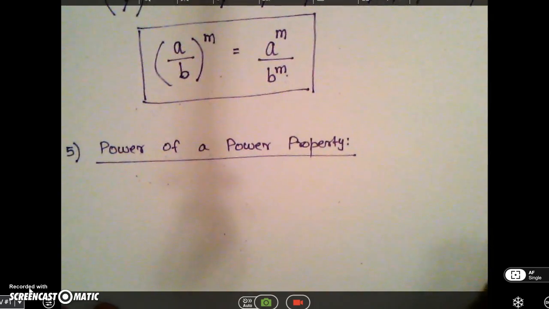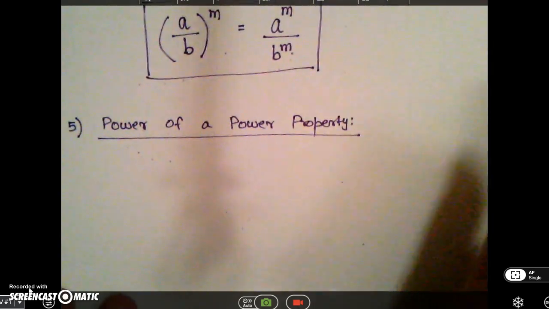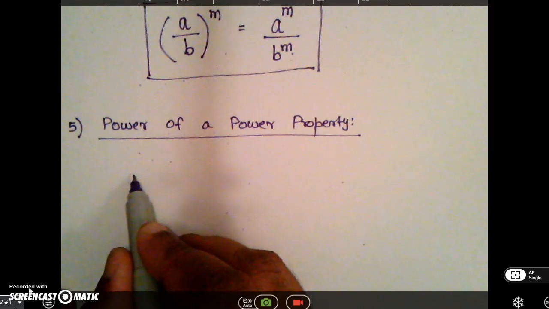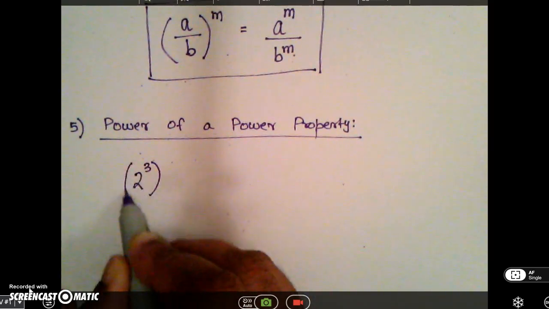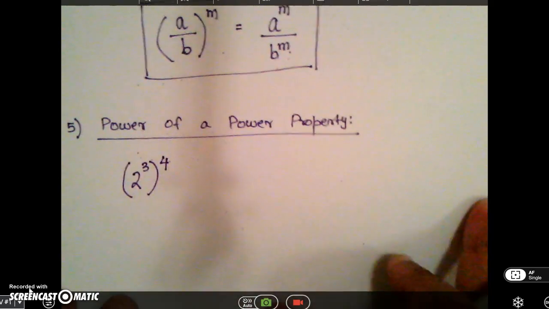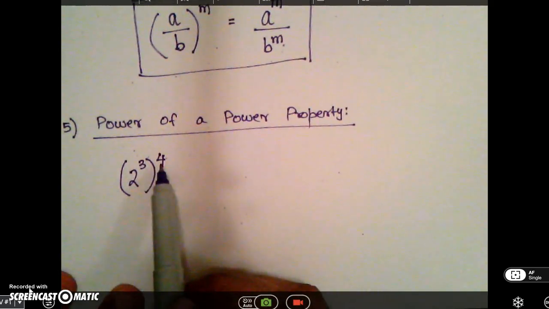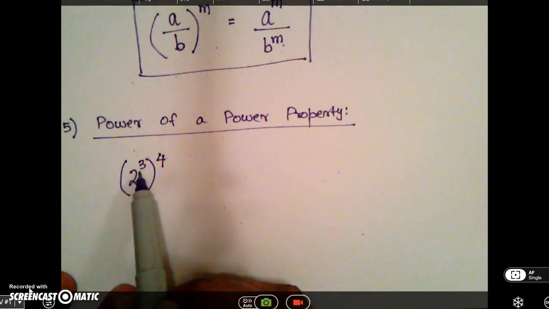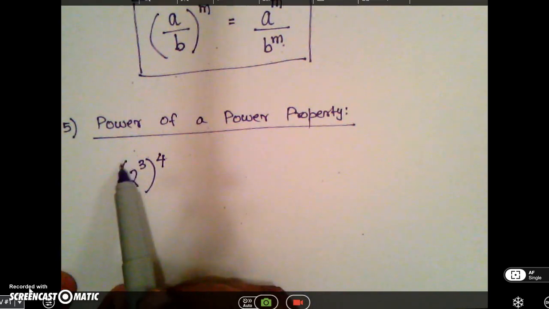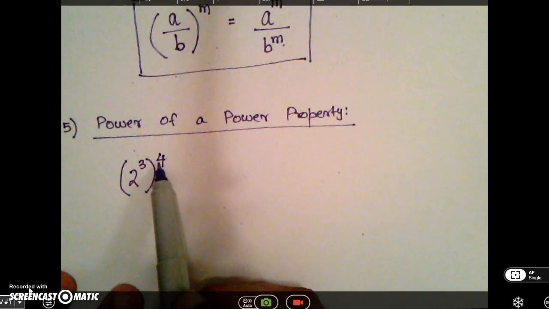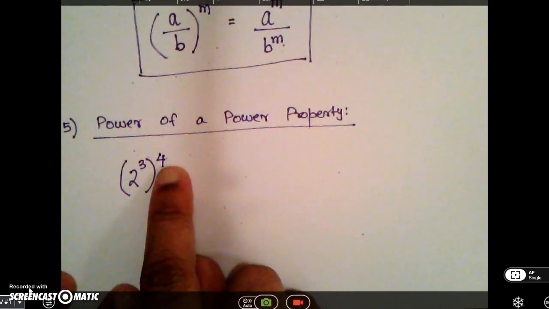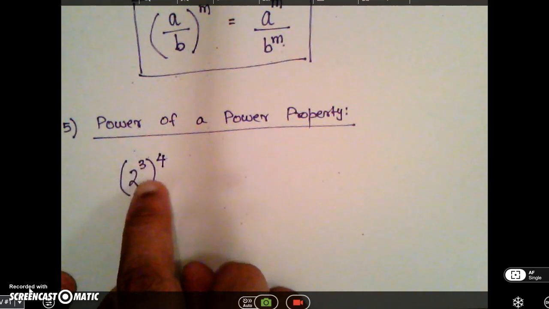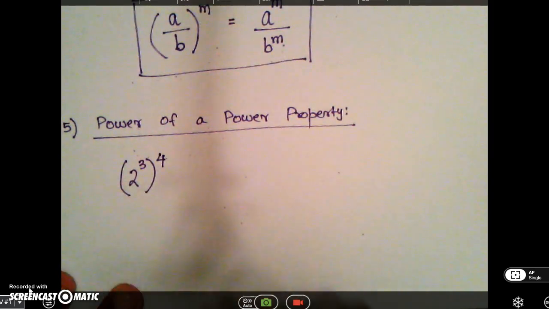Next comes the power of a power property. Power of a power is I have a power and I'm raising it to another power. Alright, this is my outermost power and this is my inner power, right? So I have this 2 to the power of 3 raised to the power of 4. So if I consider that as my actual exponent, and this thing becomes my base, the 2 to the power of 3 becomes my base.